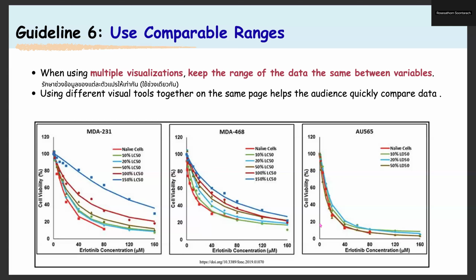And you need to use comparable ranges. When using multiple visualizations, you need to keep the range of the data the same between variables. Using different visual tools together on the same page may help the audience quickly compare data like this. You need to keep the range of the data the same between variables.